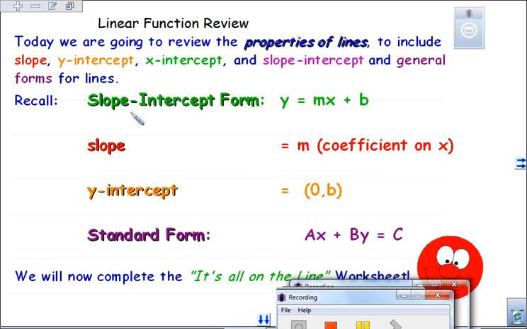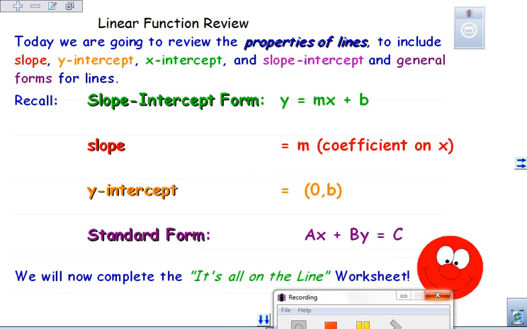So remember, slope-intercept form is y equals mx plus b. Slope is the m, it's the coefficient of x, so there's our slope right there. The y-intercept is this number here, so that's (0, b). It's where it crosses the y-axis. And standard form is ax plus by equals c.